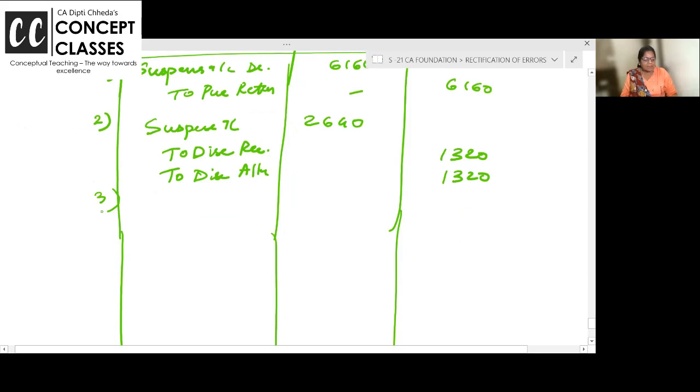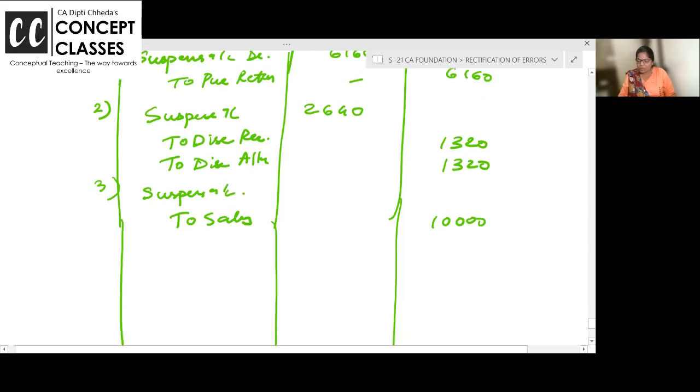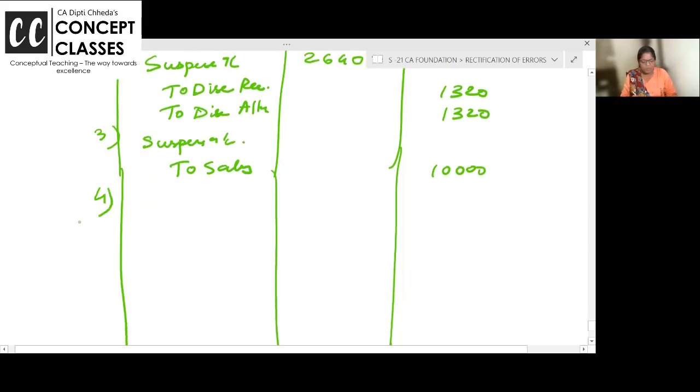Sales account has been under added by 10,000. Undercast, what is the nature of sales? Credit. Total is less by 10,000. Credit it, 10,000. Debit whom? Suspense account. Are the logics clear? Because you'll have to post all this in the suspense account.